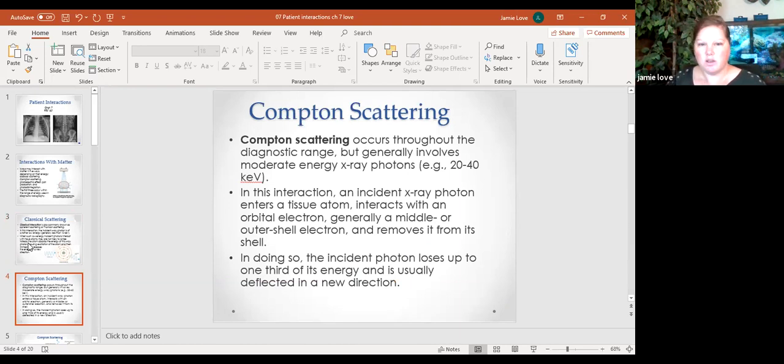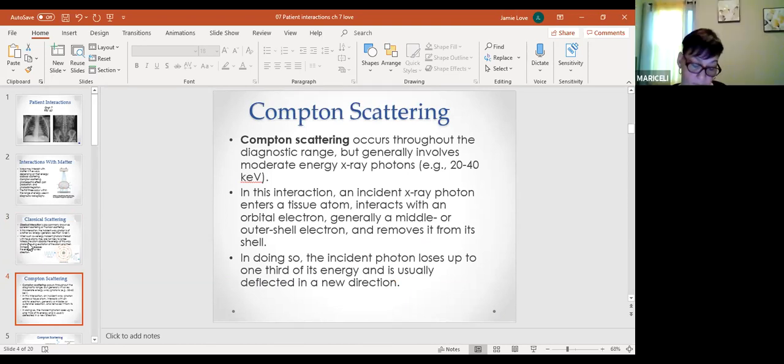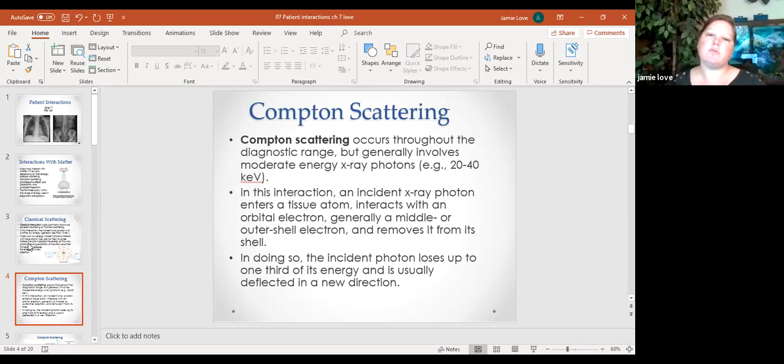Compton scattering, we say, is not good, but we can't stop it from happening. So in this interaction, the X-ray photon is going through the body, interacting with some sort of tissue in our body, so a tissue atom, and it happens with an orbital electron. Generally, we say the middle or outer shell electrons, and it knocks them out. So it's knocking out electrons.